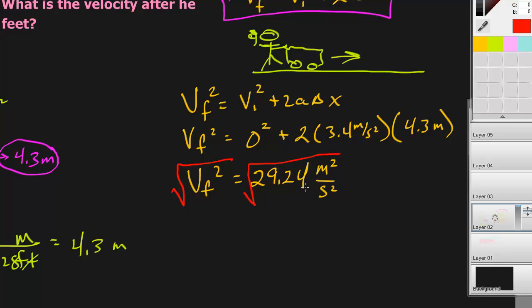We take the square root of 29.24, and we get something like 5.4. So our final velocity is 5.4 meters per second.